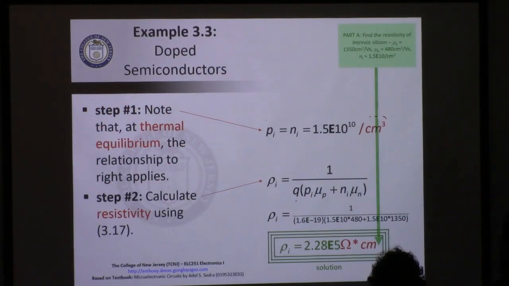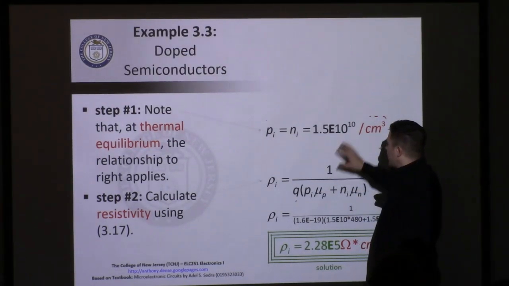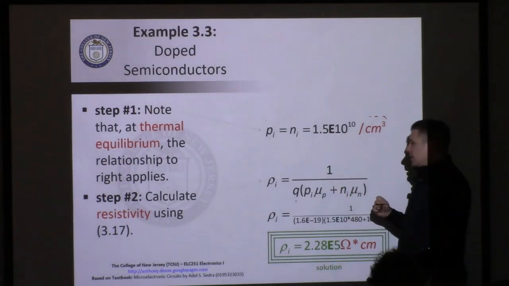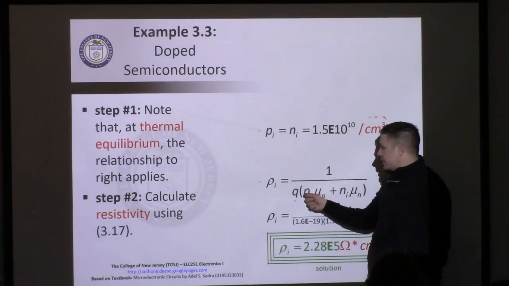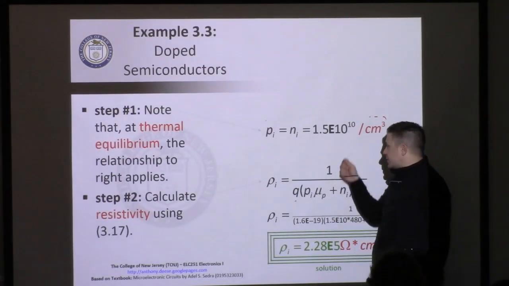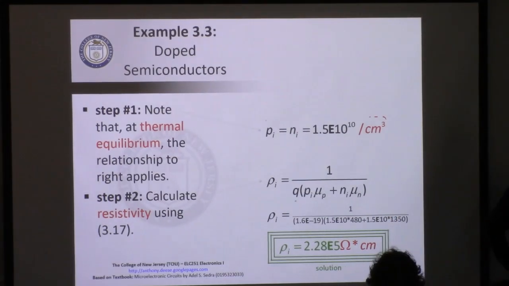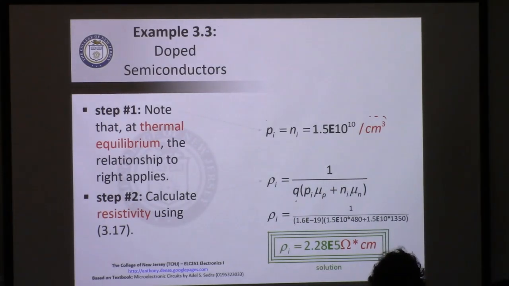So this is the number of free available holes, free electrons. We take our expression for resistivity, plug in Q, plug in this here, this was given to us, plug in this here, this was given to us, and we end up with a resistivity value of 2.28 times 10 to the 5.